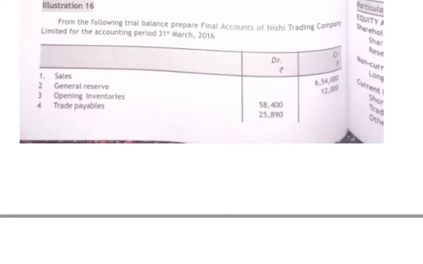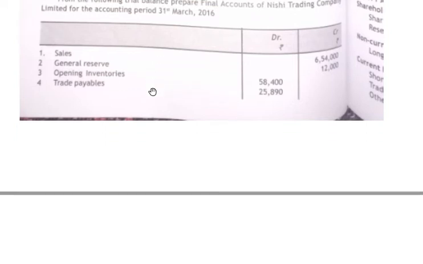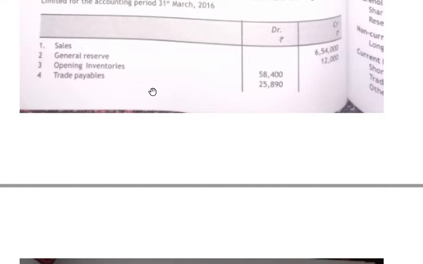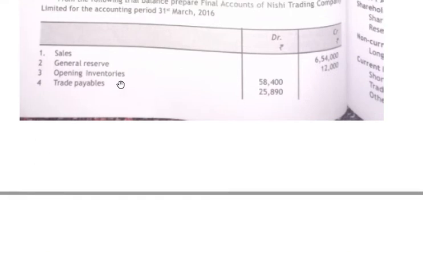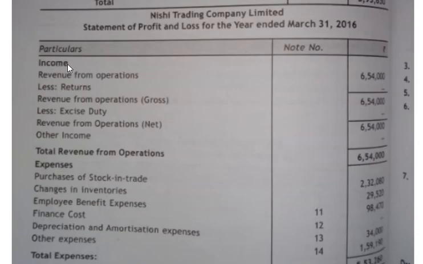If you see the trial balance that they have given, it shows that we are supposed to prepare the profit and loss account and the balance sheet. We will not directly start with the balance sheet, but we will start from the profit and loss account and then move ahead with the balance sheet. So how does your profit and loss account look? The format goes like this.